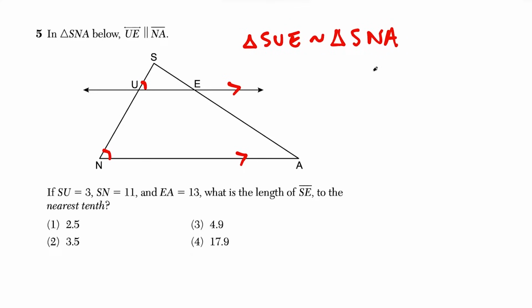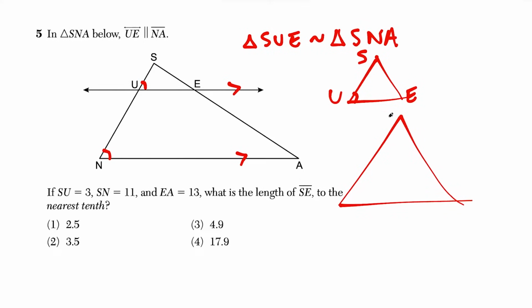So notice that the small triangle here, triangle SUE, so far what we have is that angle U over here is congruent to the big triangle's angle N. So if I draw the big triangle like this, we have triangle SNA, and these two angles here are congruent. And they also share angle S. So since the two triangles have two pairs of congruent angles, they're similar, we could say, by angle-angle similarity.